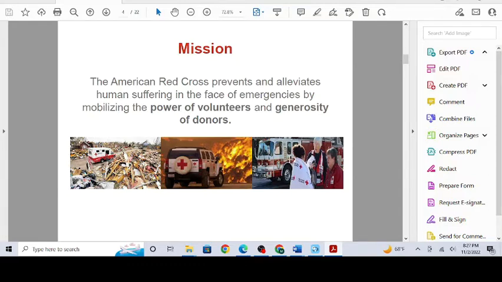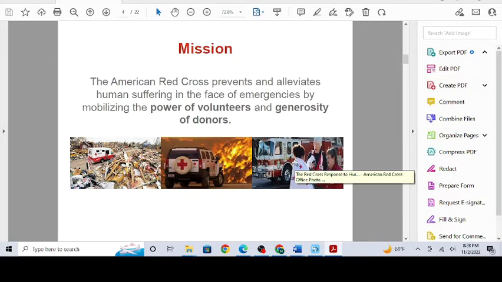You may see off this mission statement there are two phrases in bold. One is the power of volunteers and the generosity of donors. Think of these as two pillars that really help the American Red Cross. First, the power of volunteers.